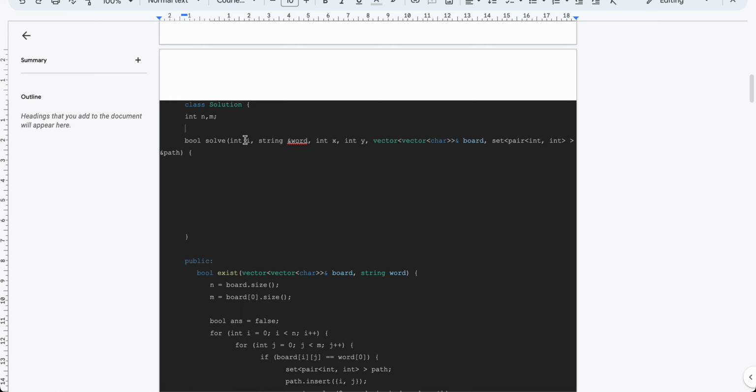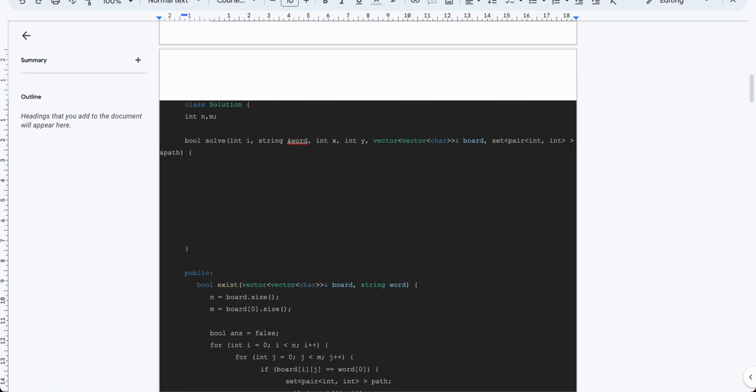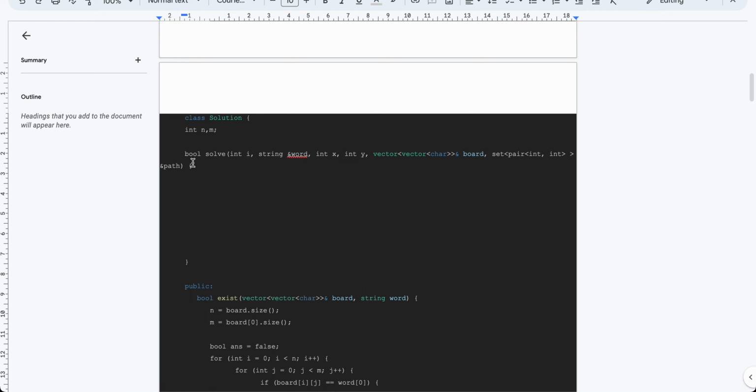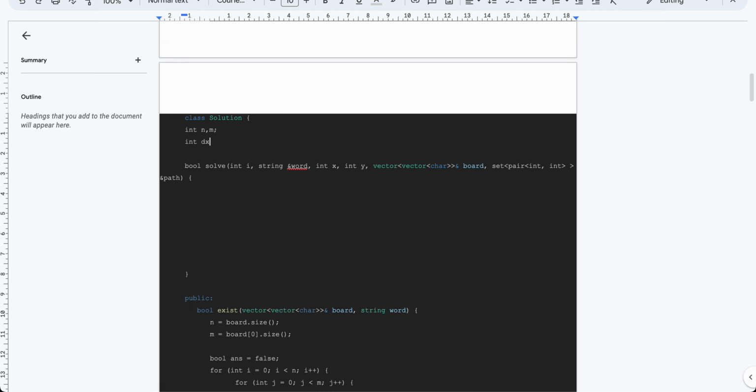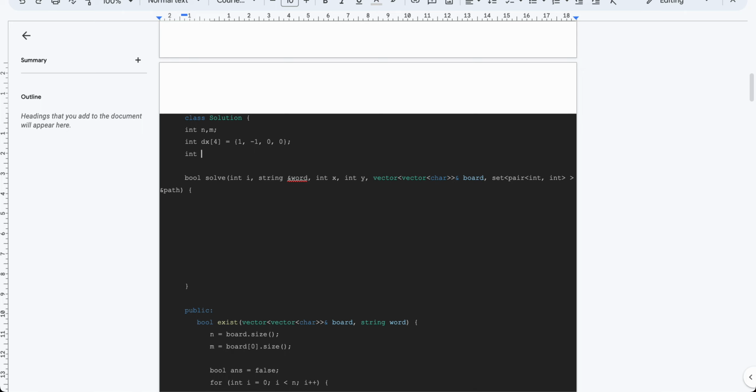So we have n, m, ij, word, x, y, z. So I'm standing at xy and the character is i. This is the board, this is the path I have taken so far. From here I can go in all the 4 directions. Which directions? So let's say dx of 4 is 1, minus 1, 0, 0 and dy of 4 is 0, 0, 1, minus 1. Okay, go to all the 4 directions.